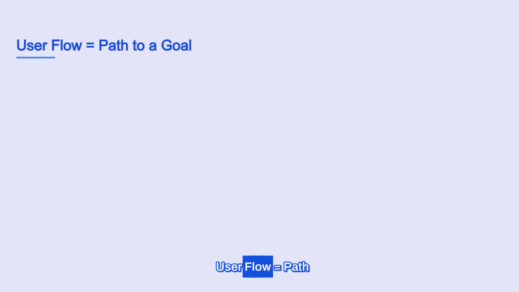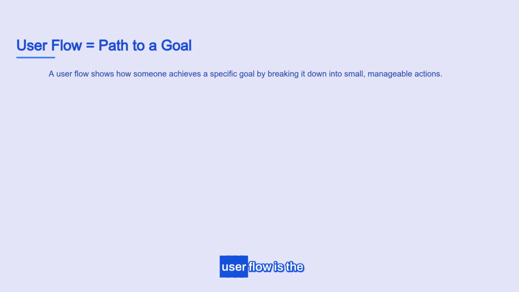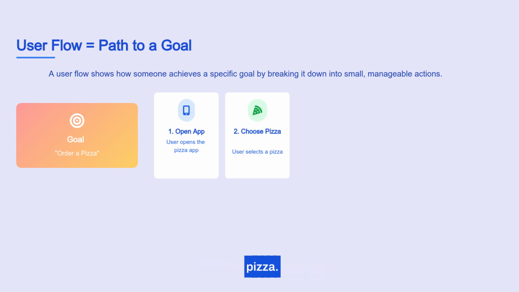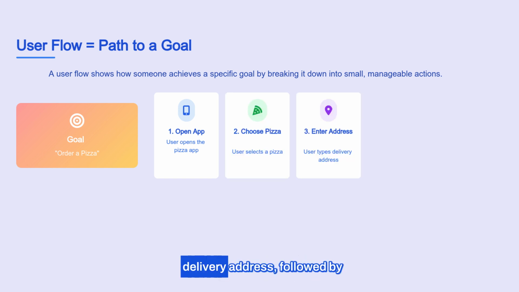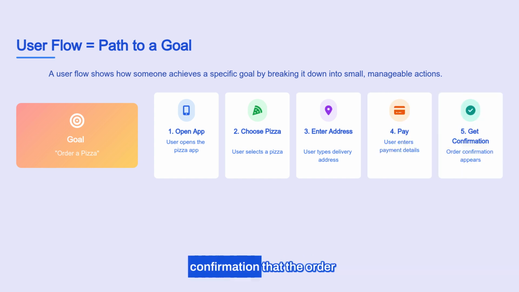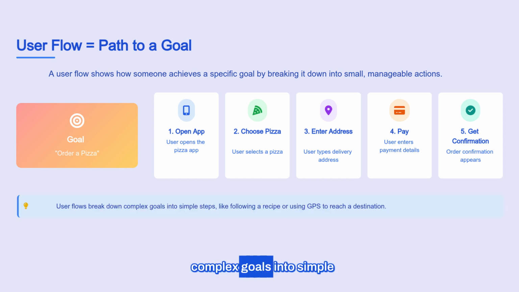User flow, path to a goal. A user flow is the path someone takes to achieve a goal, broken down into small, manageable steps. Let's look at an example. The goal is to order a pizza. First, the user opens the app. Then, they choose the pizza. Next, they enter the delivery address, followed by making the payment. Finally, they get a confirmation that the order is on its way. User flows break down complex goals into simple steps, just like following a recipe or using GPS to reach your destination.